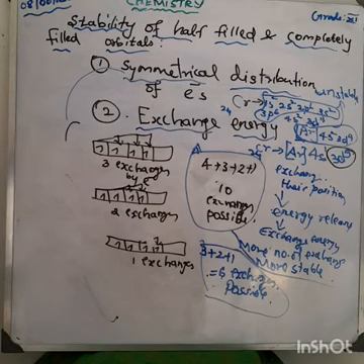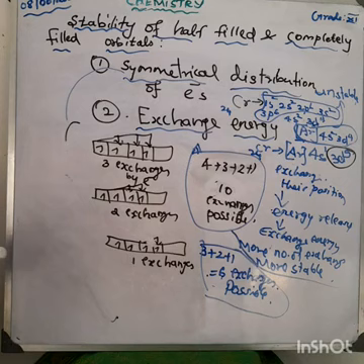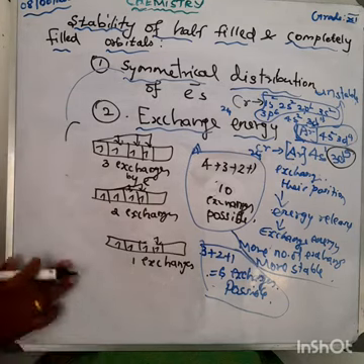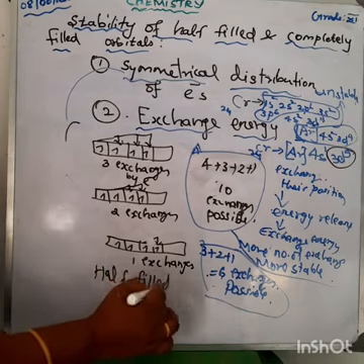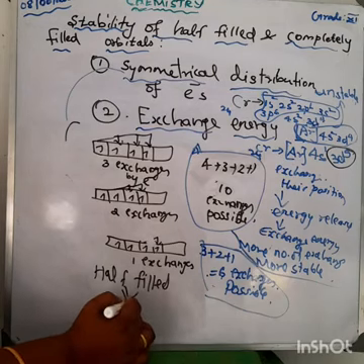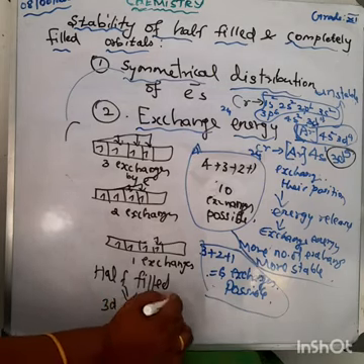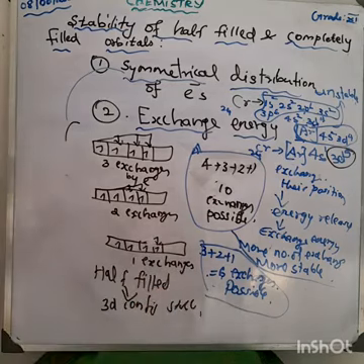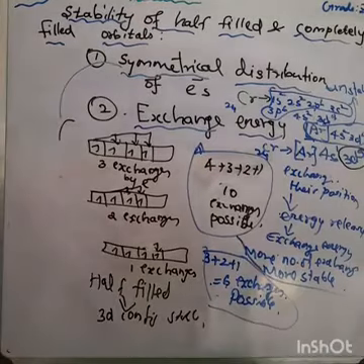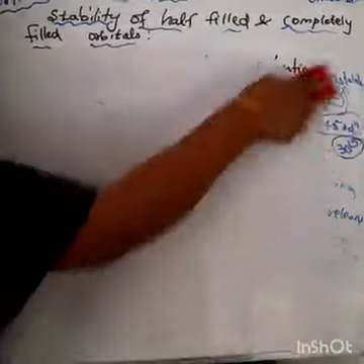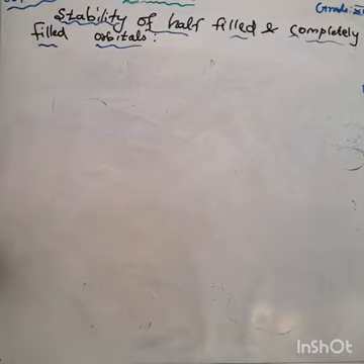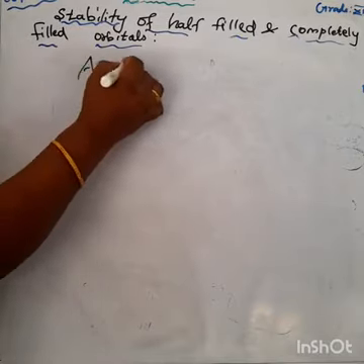Understood? This increases the stability of half-filled 3d orbitals. Okay, that is why the half-filled 3d orbitals are stable. Okay, so these are about the exchange energy. Understood? Today your assignment: how the stability of half-filled orbitals increased due to exchange energy.